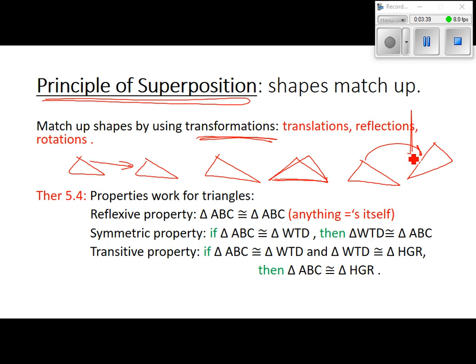Some theorems and postulates that we need to know that we're going to use a lot. Properties that work for triangles, we're going to use them a lot with triangles. A lot that we do from here on out is going to be dealing with triangles. Reflexive property, again, remember, is anything equals itself. Got to know that from here on out.